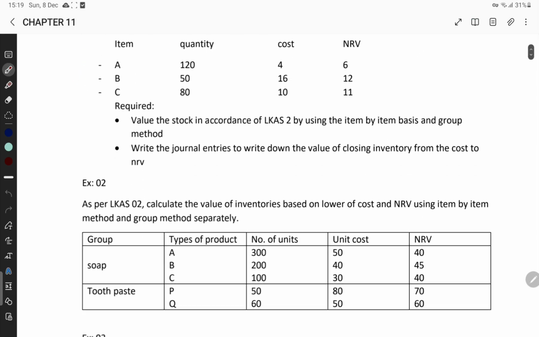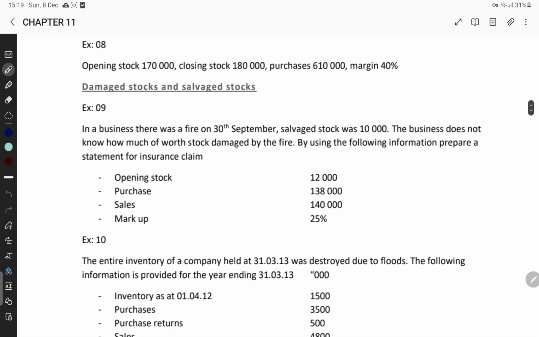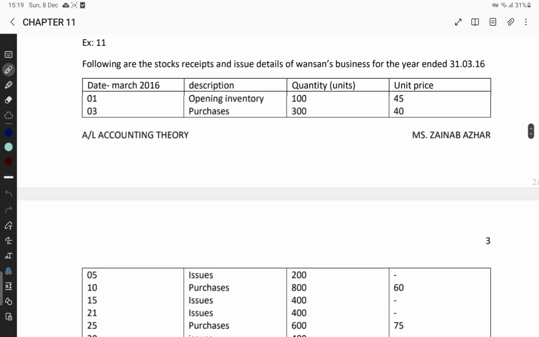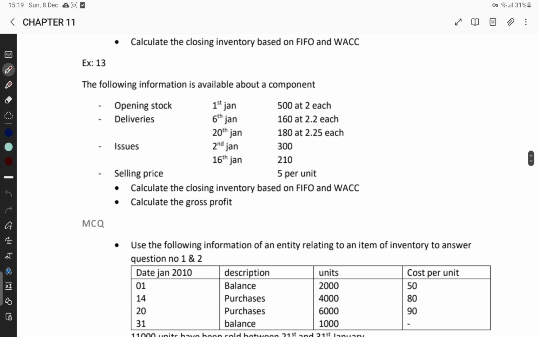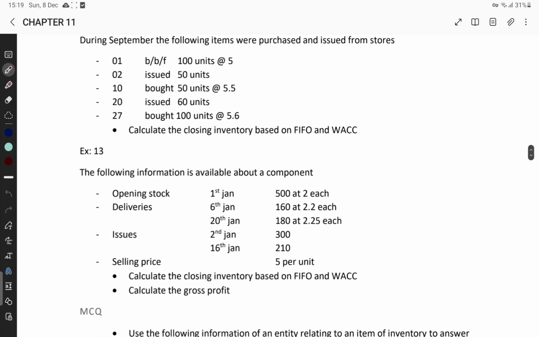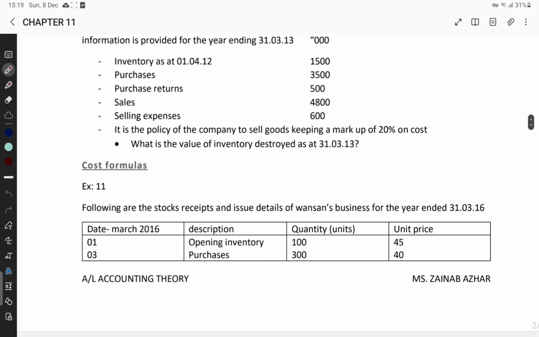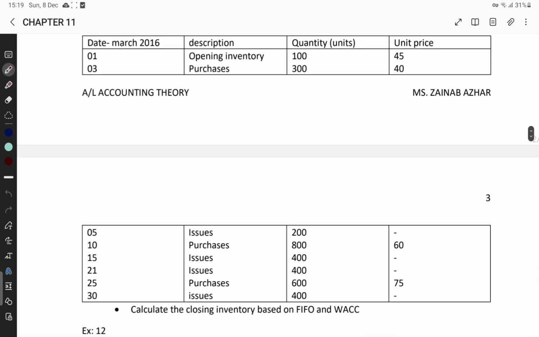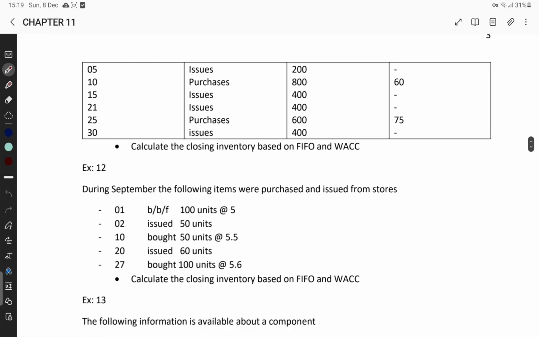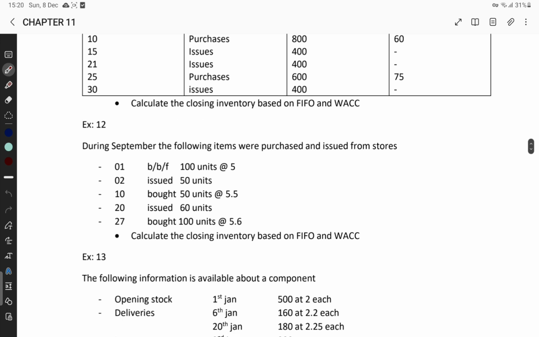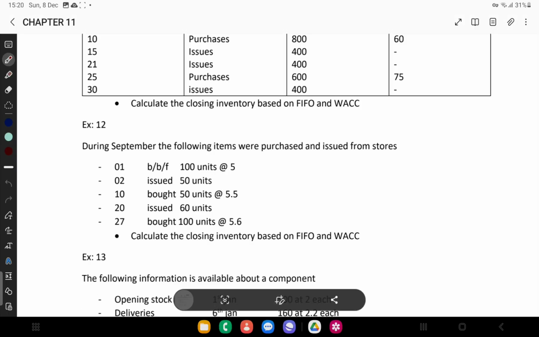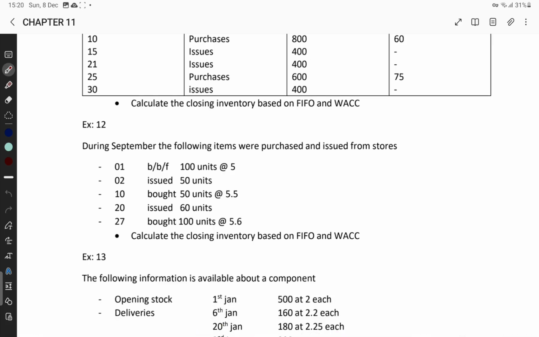Now it's FIFO and WACC. FIFO and WACC are not complicated. FIFO means under the first in, first out method, what comes in first will go out from the business first. WACC means we are going to give a weighted average cost.